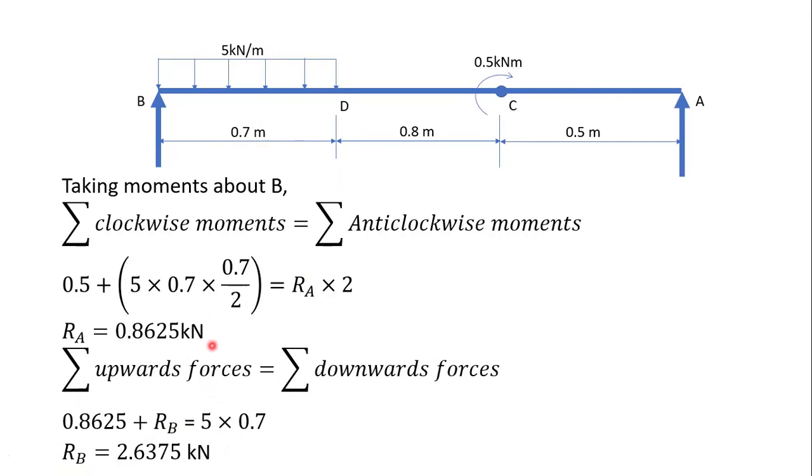Now, I have to emphasize here, while we were taking moments about B at first, to find the other reaction, you may decide to take moments about A, this side. The answer you are going to find is this same one here, which is 2.6375. That's our RB. Or you use what we've done here. The result is the same.